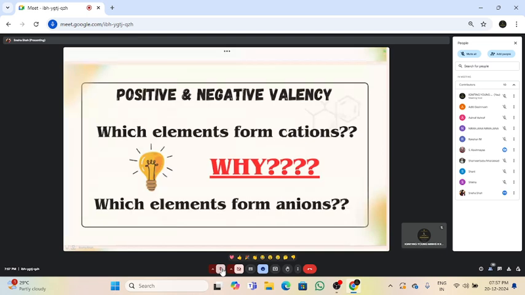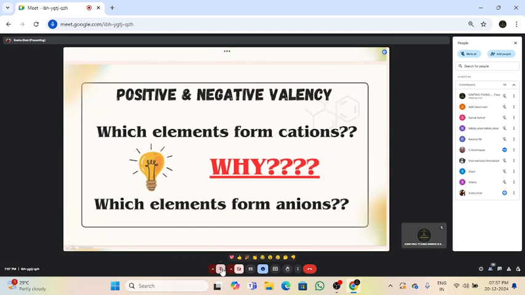See, like on metals, ma'am. Yes. Metals, ma'am. Why metals? Why specifically metals? Ma'am, metals lose their valence electrons, ma'am. Why do they lose it? To form an octet, it loses, ma'am.